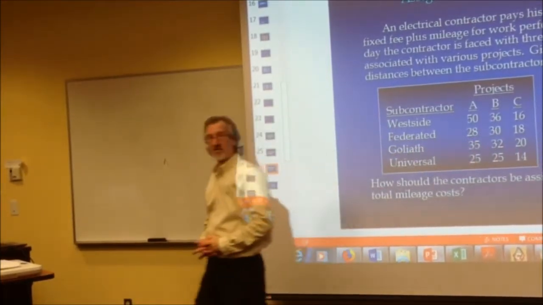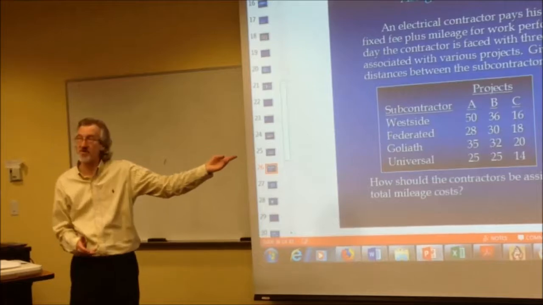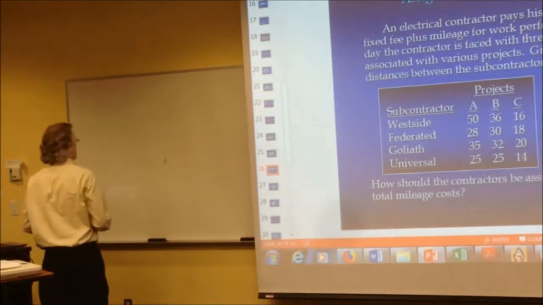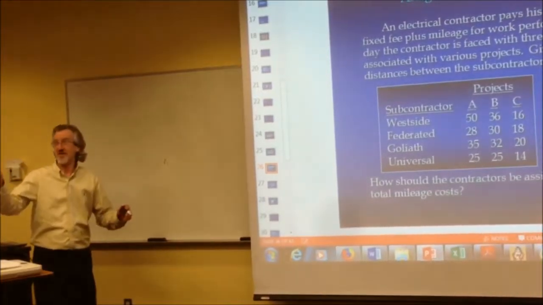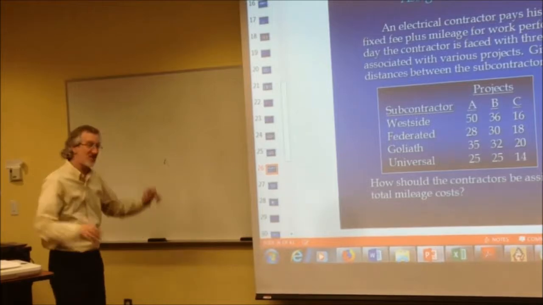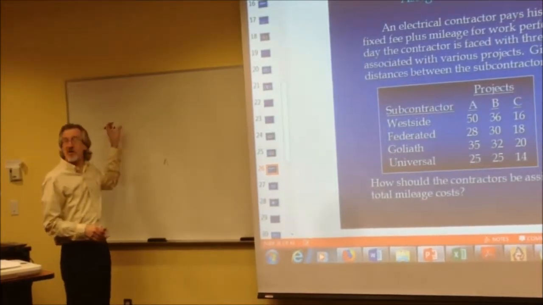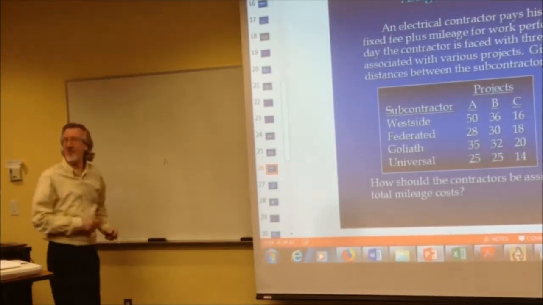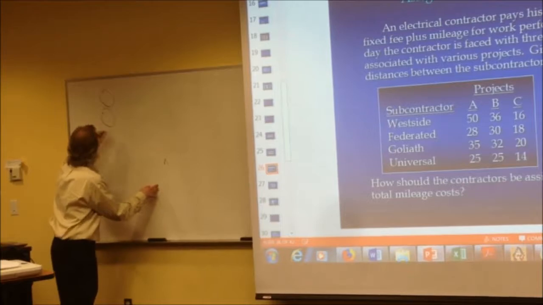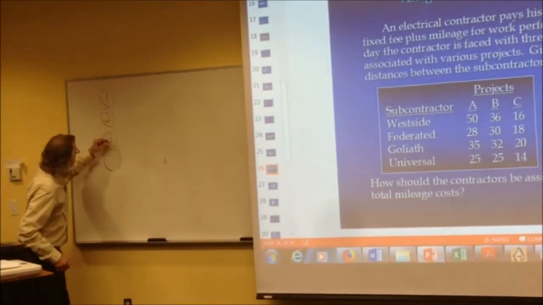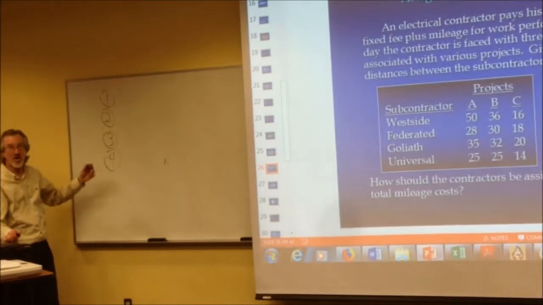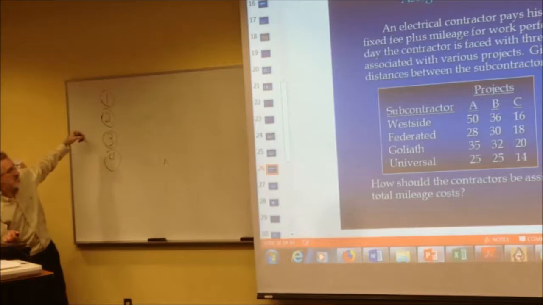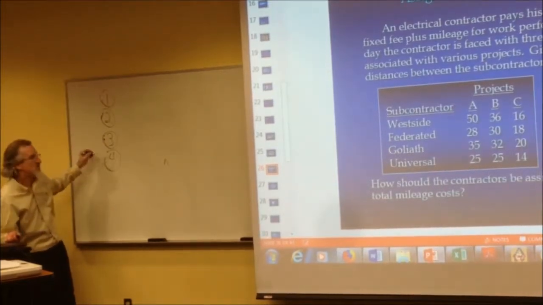How many arcs are there? 12 arcs, because you see 12 numbers. Let's get this drawn so you can see the big picture. Sean, are you ready? Because I know you know this. How many nodes will I have on the left side? 4. That's right. 1, 2, 3, 4. 1, 2, 3, 4. This is assignment. You just number them from 1 down. I'm going to put this is West Side, this is Federated, this is Divided, this is Universal.